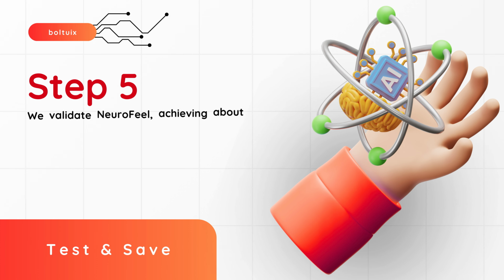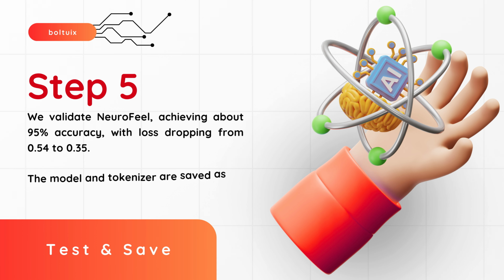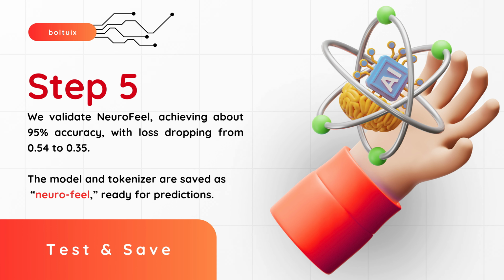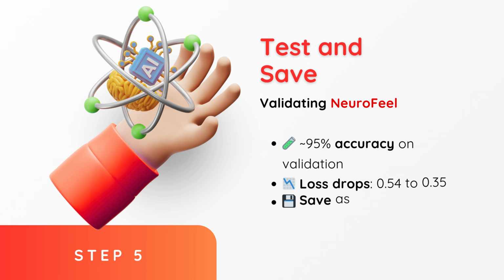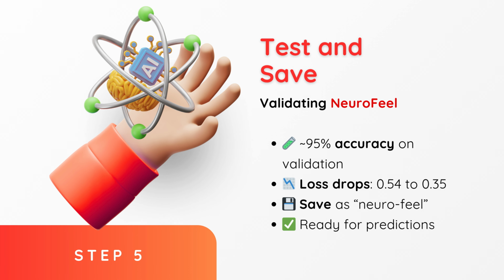Step 5. Test and save. We validate NeuroFeel on the held-out data, reaching around 95% accuracy. The loss steadily drops from 0.54 to 0.35, showing strong and stable learning.